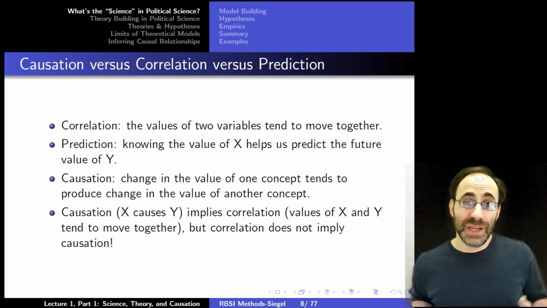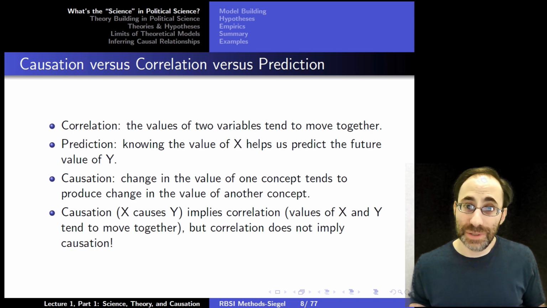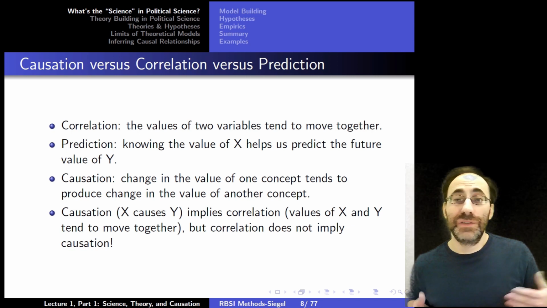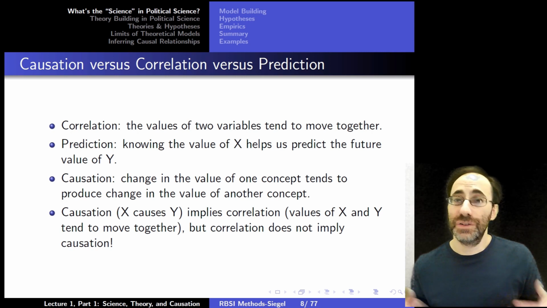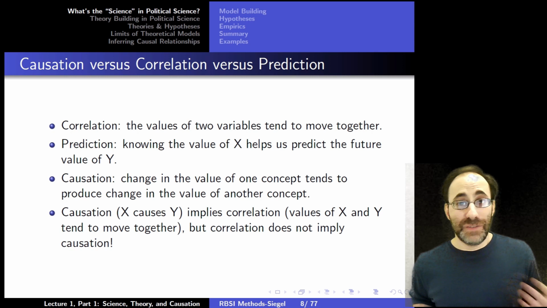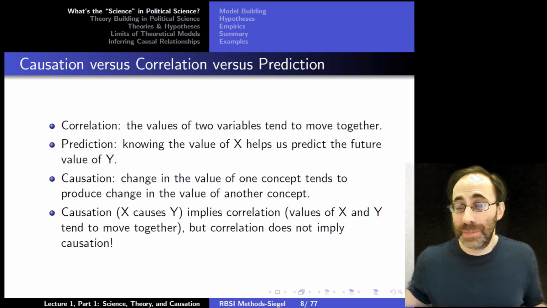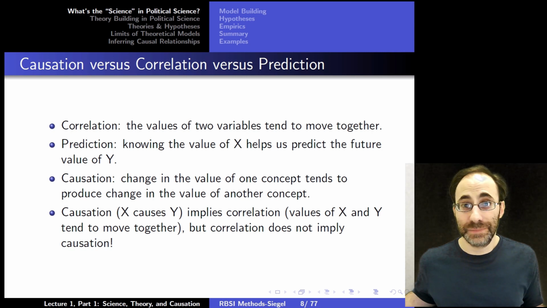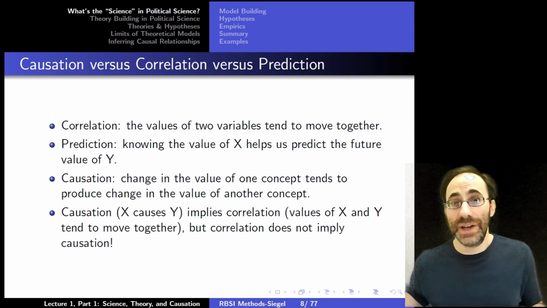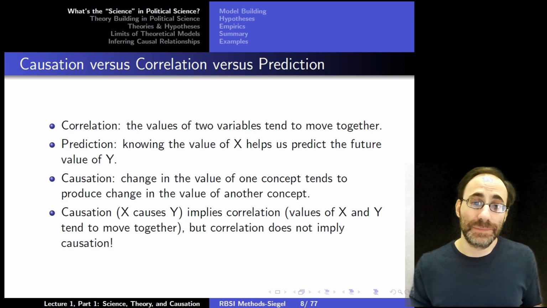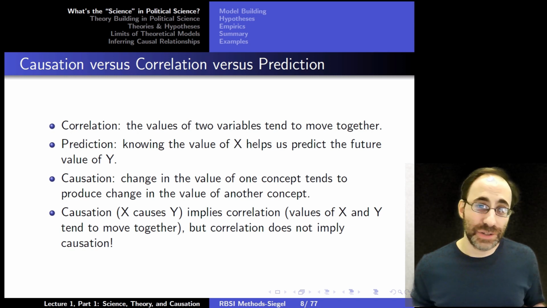So prediction is basically knowing the value of some X, one or more variables, can help you predict the future value of some other variable Y. Prediction is very closely associated with correlation. If X and Y move together, then if I change X, I should be able to predict how Y is going to change. Right? If X and Y are correlated and I change X, that should help me understand how Y changes. So that's correlation. That's prediction. And prediction and correlation are closely attached.